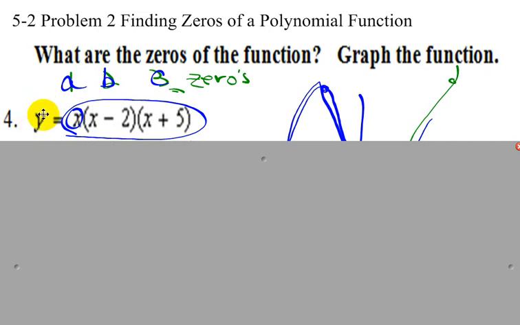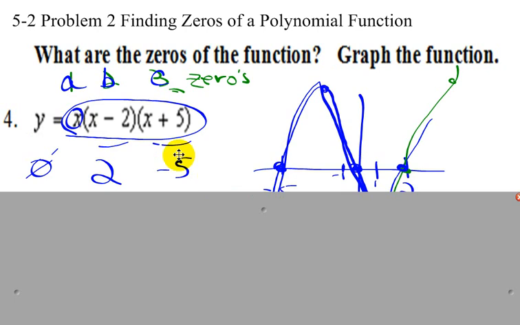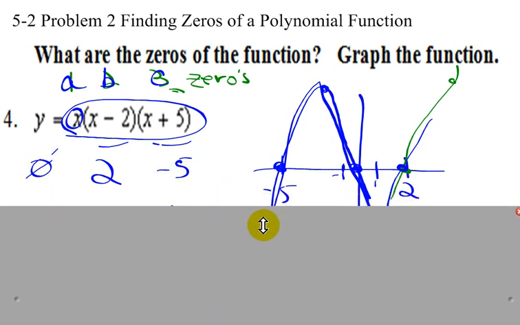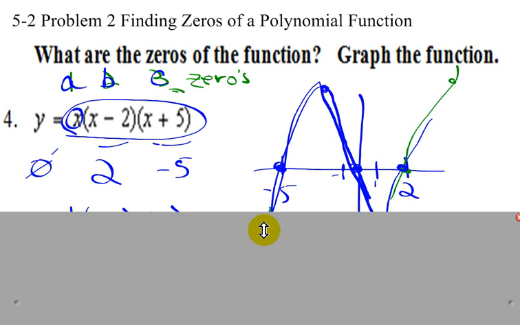So what is the zero of this? We'll set y equal to 0, and then you have to say what makes each one of these factors go to 0. Well, for x, it would be 0. And then for x minus 2, well, when x is 2, that makes that 0. And for the third one, -5. So we've got our 3 zeros of 0, 2, -5. So we'll quickly graph that, and those are our zeros on the x-axis. That's why we call them our zeros.